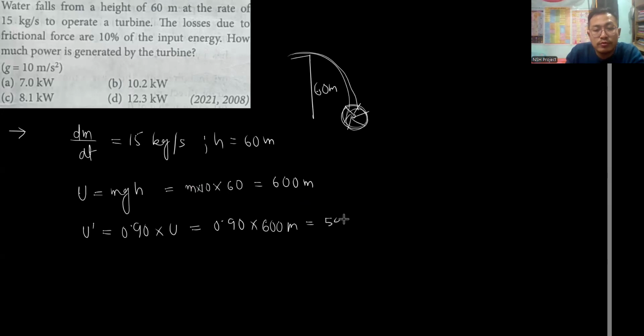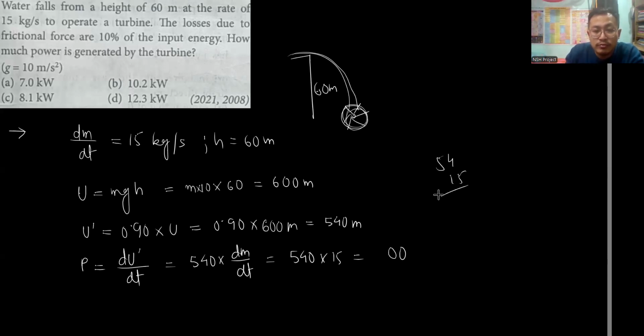So this is equal to 540 m. Power is d U dash by dt, so it is 540 into dm by dt. What is dm by dt? dm by dt is 15. Multiplying 540 by 15 gives 8100, so it is 8.1 kilowatt.